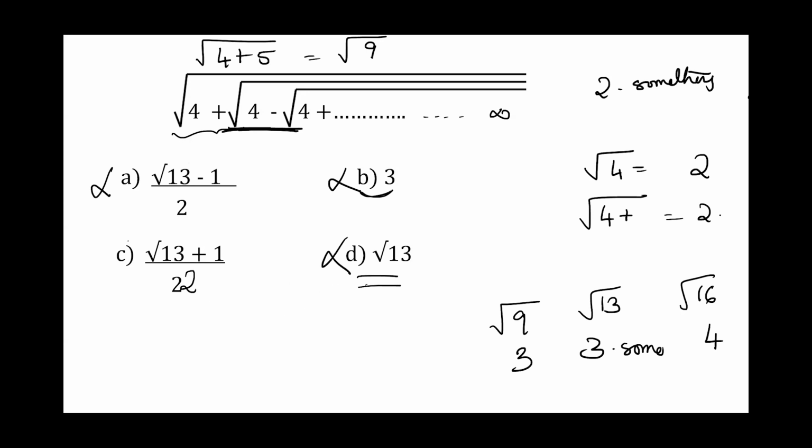So by default, you can say the answer is C, which is root 13 plus 1 divided by 2. Root 13 is 3 point something plus 1, which is 4 point something, divided by 2. Your answer is 2 point something. Had you solved with a conventional method, it would have been degree 4 and it would have been cumbersome. So here we easily get our answer as option number C. This question had appeared in CUET.